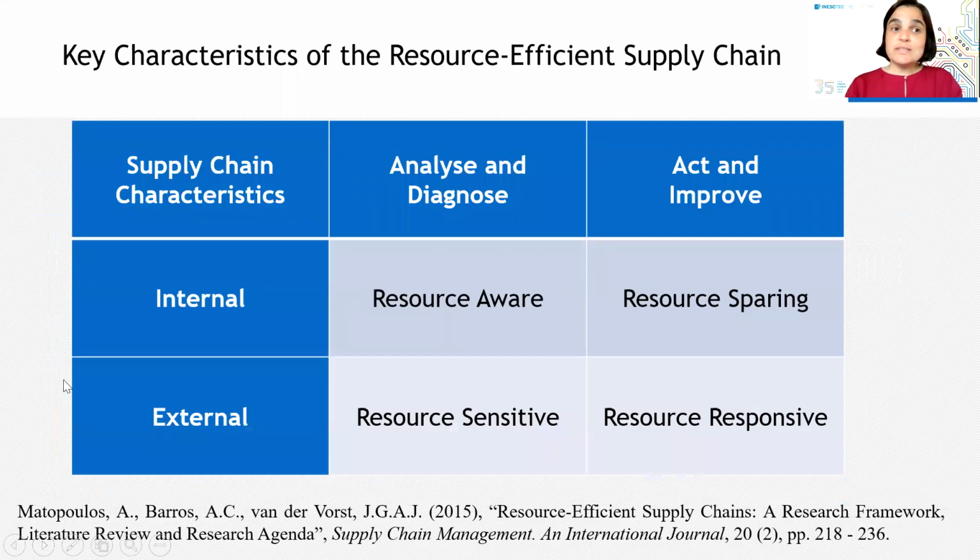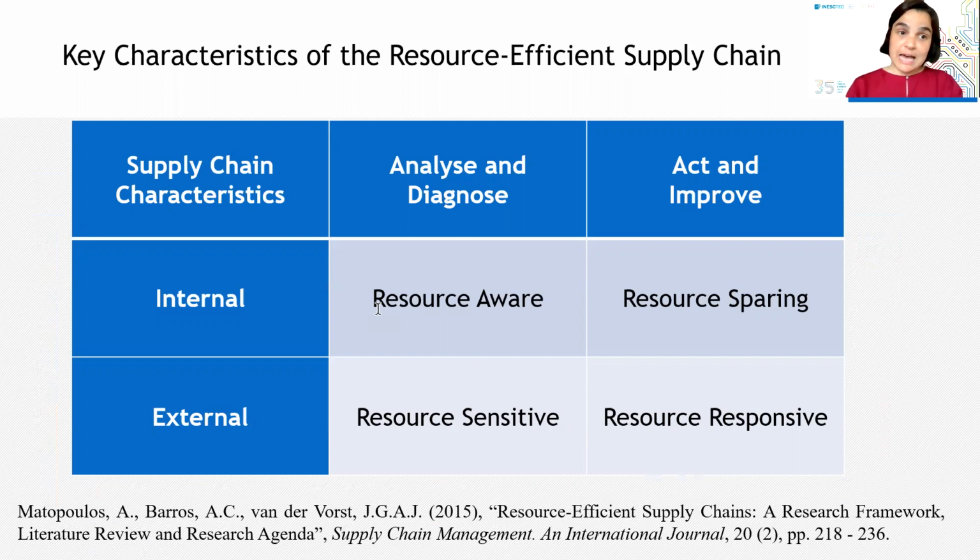So what are then the key characteristics of a resource efficient supply chain? As you can see here, a very nice matrix. We have the internal and external supply chain characteristics. In terms of internal, supply chains have to be resource aware. It means to create insights about the use of resources in the supply chain and the impact it has on performance and the environment. And then they have to act upon this awareness by being resource sparing, continuously improving operations and reducing the use of resources along supply chain stages.